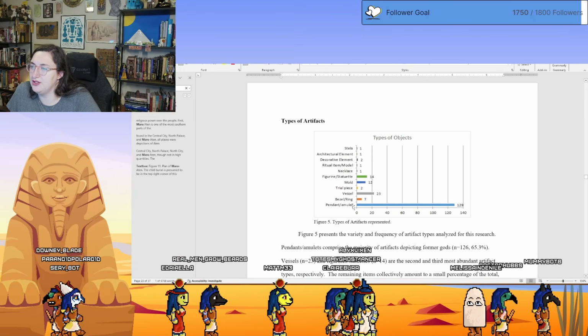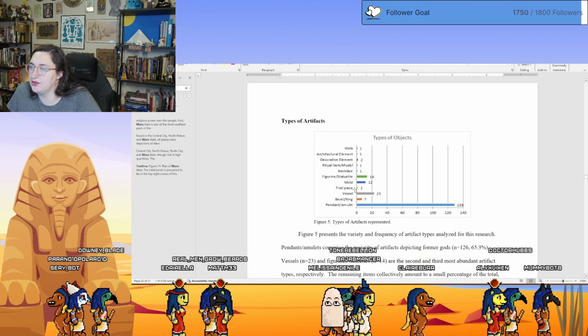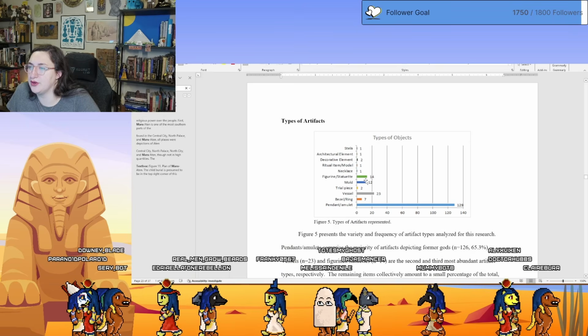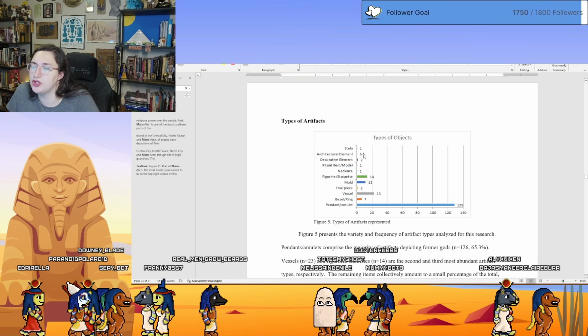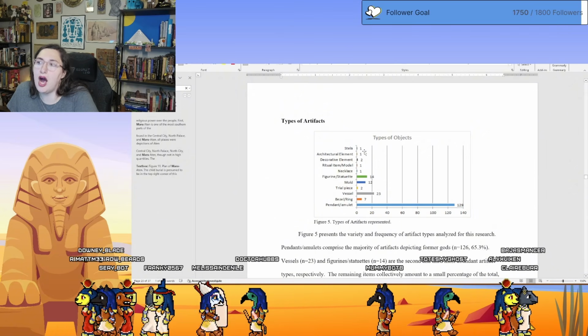Most of these you can see are pendants or amulets, but then there are also bezel rings, vessels, a trial piece, a mold, quite a few molds, and quite a few figurines and statuettes, and then there's one necklace, one ritual item or model, 2 decorative elements, 1 architectural element, and 1 stela.